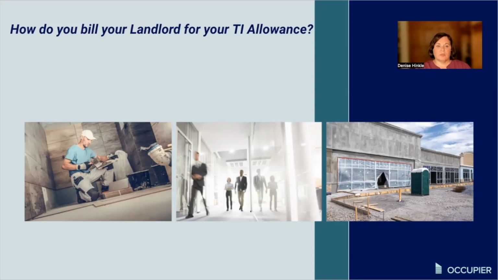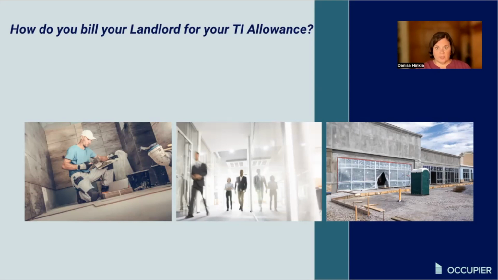Yeah, so I guess this slide is about how do you bill your landlord for TI allowance? I guess that's going to assume that, A, the amount isn't a fixed amount, because if it's a fixed amount, the amount is what it is. And B, I think we need to work under the assumption with this slide that the landlord is not completing the work. So it's not the landlord's work letter, where the landlord is the one governing the contract.